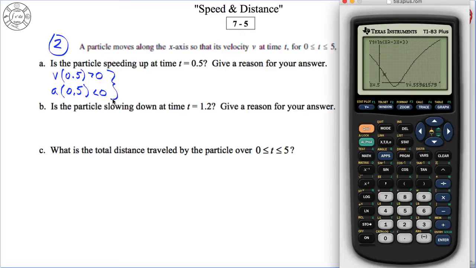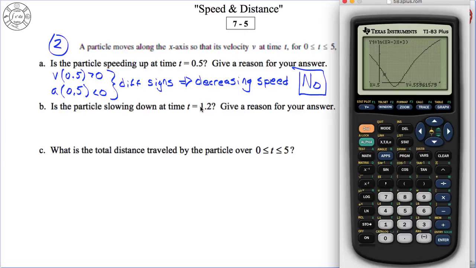So when these have opposite signs, so these are different signs, that implies that you are decreasing speed. And therefore it's asking, is it speeding up? And the answer is no, it is not speeding up.